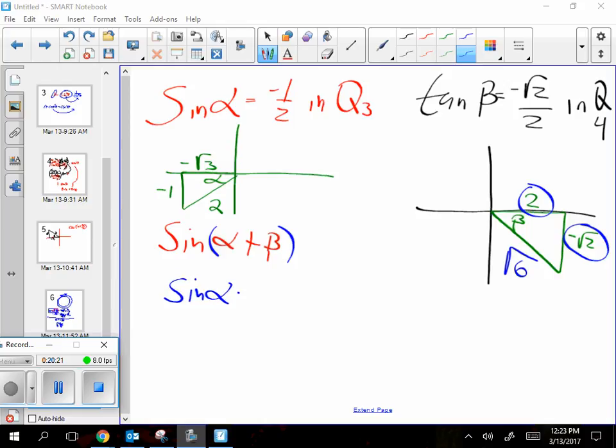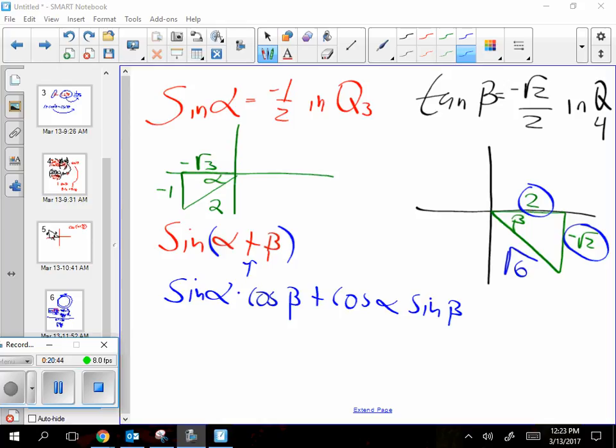alpha times cosine beta plus cosine alpha sine beta. Did we find the right one? Do you guys agree that that's the right one for this job? Because it was sine with an add. There's only one place where there's a sine with an add. I think she's got it.